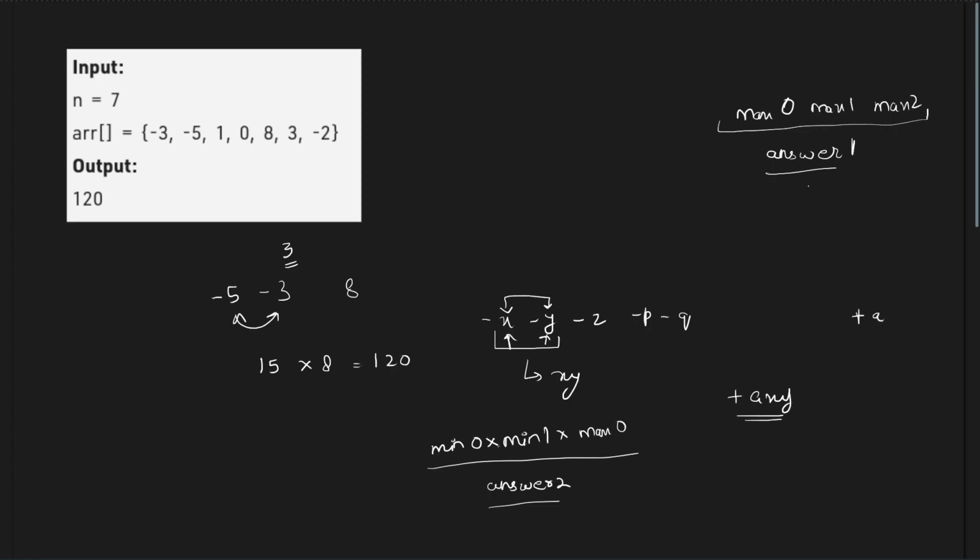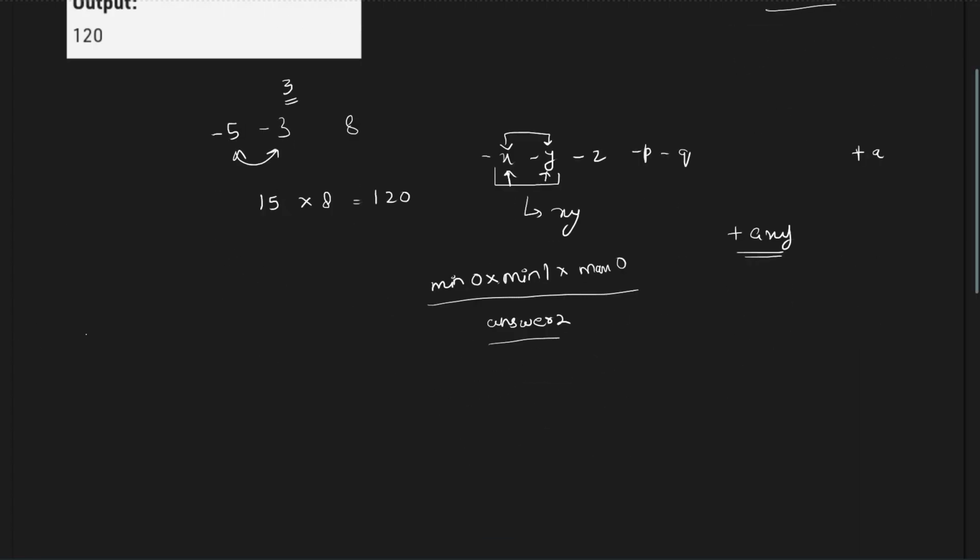Now the question mentions that the expected time complexity is O of n. If it would have been n log n, then we could have easily sorted the array, and that approach also works. Nothing wrong in that. It's just that the question mentions that the expected complexity is O of n.